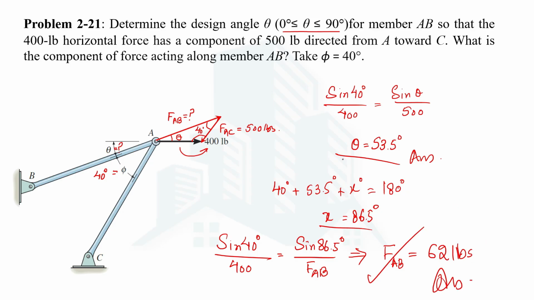So that's all from this video, where we have determined the angle theta and also the force along the member AB, which is a component of the 400 pounds force. I hope you have gotten an understanding of how these calculations are done.